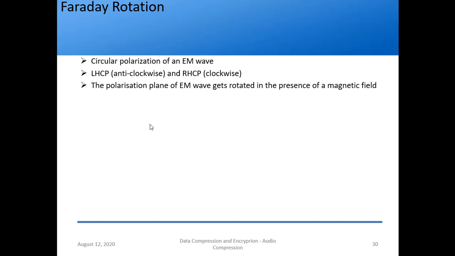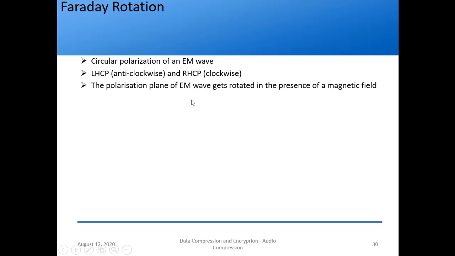If it follows a linear path, it is called linear polarization. If it follows a circular path, it is called circular polarization. And in general, we have elliptical polarization, if the tip of the E field follows the path of an ellipse. In this case we are interested in circular polarization. So what types are there? Left hand circular polarization and right hand circular polarization. If it is anti-clockwise, we call it left hand. If it is clockwise, we call it right hand. Okay.